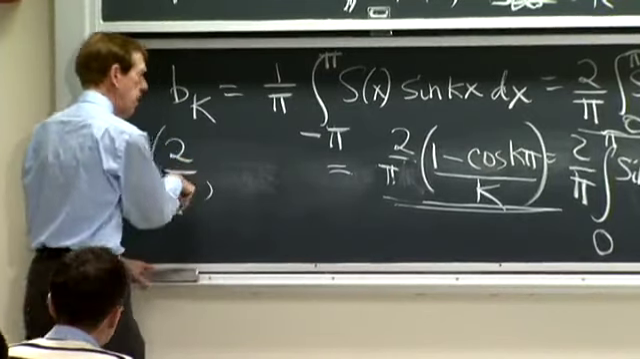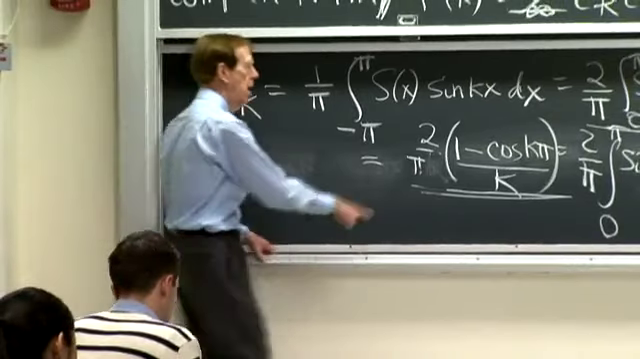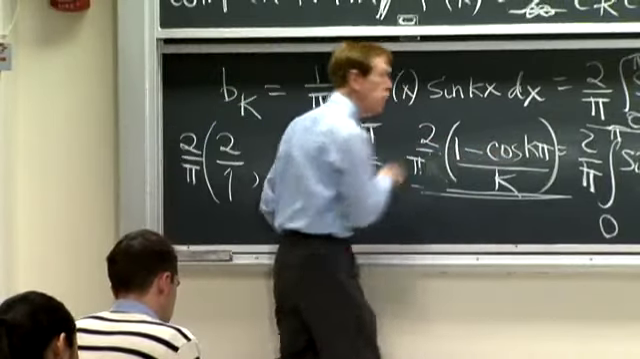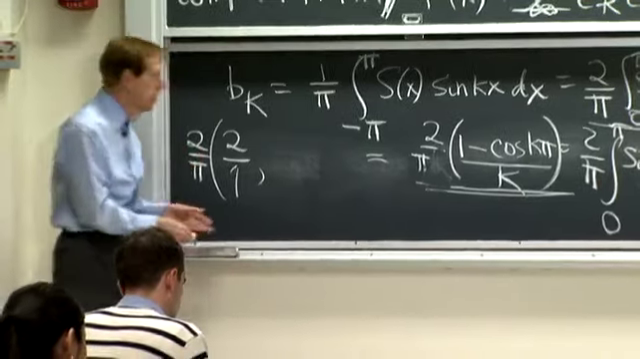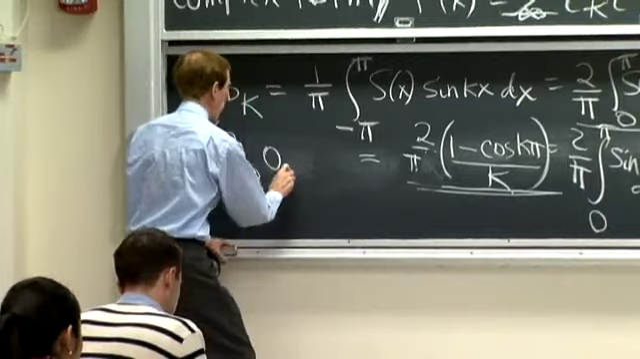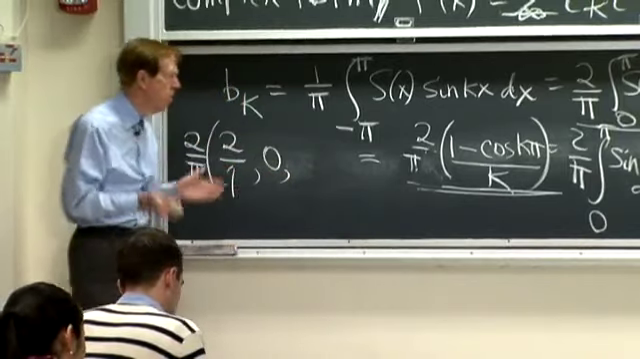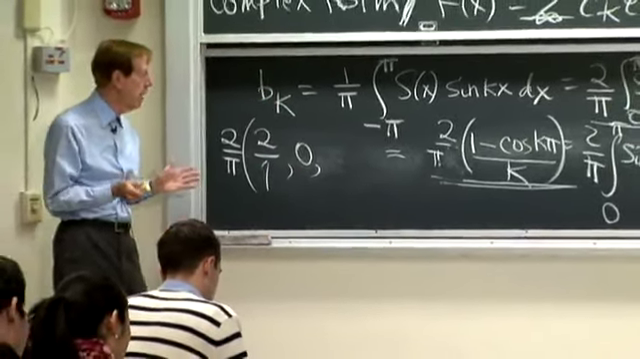Now what's b2, the coefficient for k equal 2? I have 1 minus cosine of 2 pi. What's cosine of 2 pi? 1. So they cancel, so I get a 0. There is no b2. What about b3?